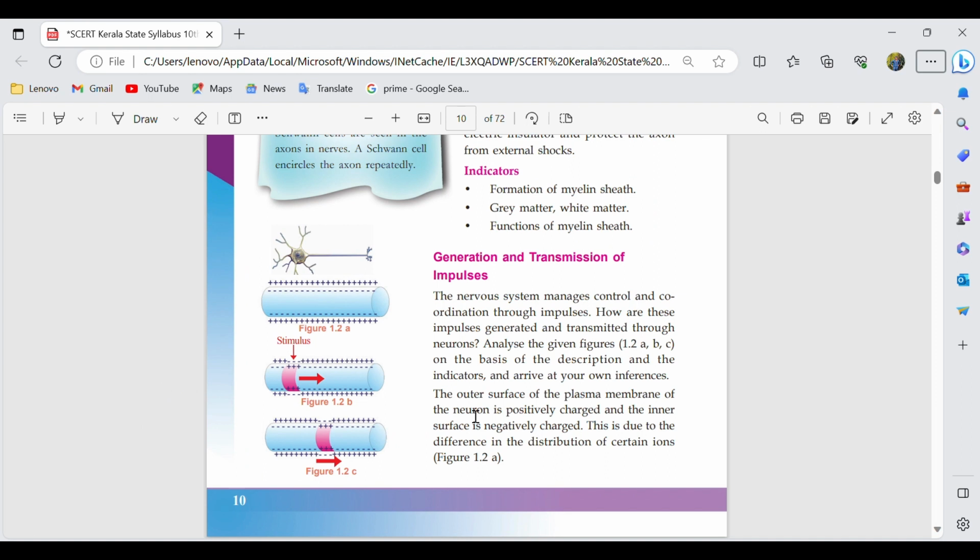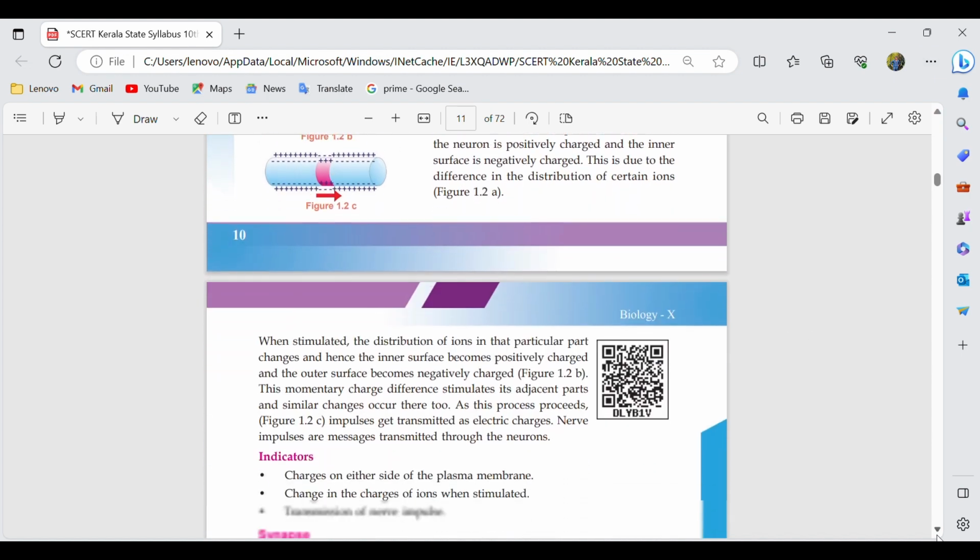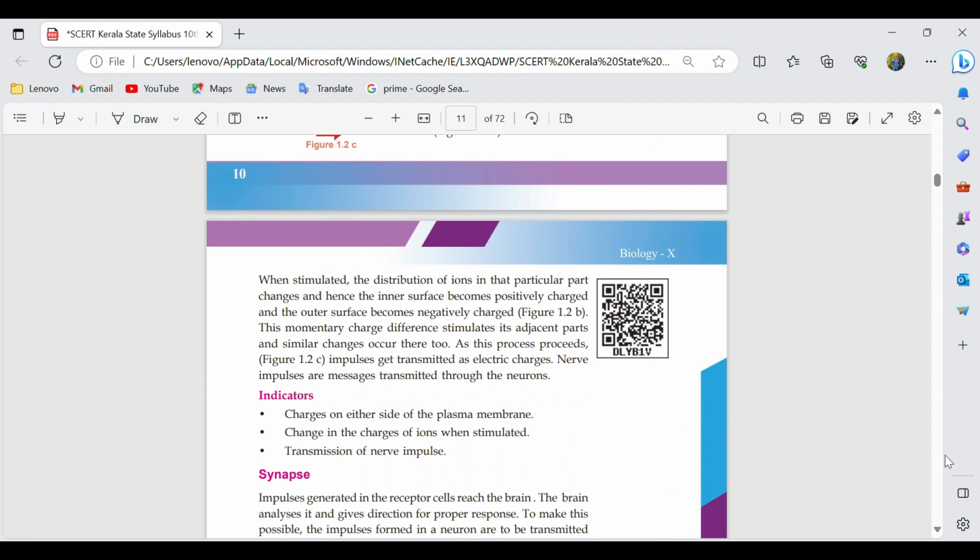The outer surface of the plasma membrane is positively charged, as you can see in this figure. It's very easy, don't get confused. It is positively charged, and the inner surface is obviously negatively charged. This is due to the difference in the distribution of certain ions. The outer surface has more potassium, and the inner surface has more sodium, I guess.